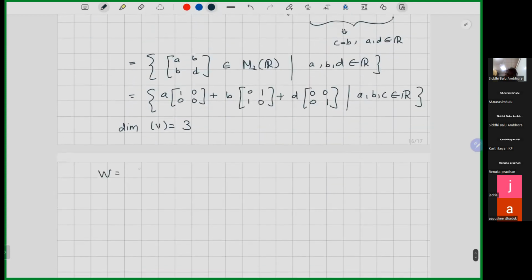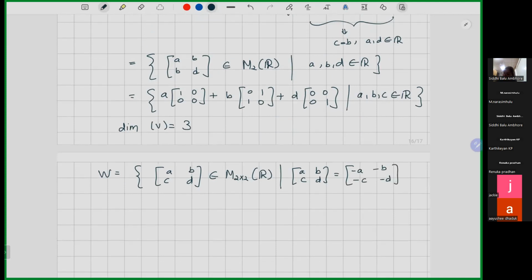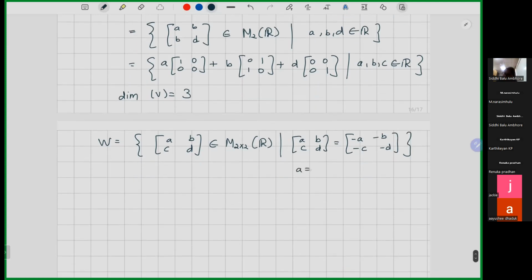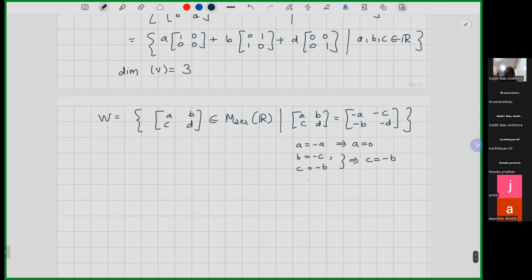And now what is W? W is again the set of A, B, C, D in M2 cross 2 R such that now what do I have? [A, B; C, D] is equal to minus of A transpose. So minus A, minus B, minus C, minus D, right? And what does this imply? That A is equal to minus A, and so this will imply that A is 0, right? Oops. This has to be C and D transposed, and then subtracting, minus this B. So this implies that B is equal to minus C is equal to minus B. And these two statements imply that C is equal to minus B, right? And the last one is D is equal to minus D, and this will imply that D is equal to 0.